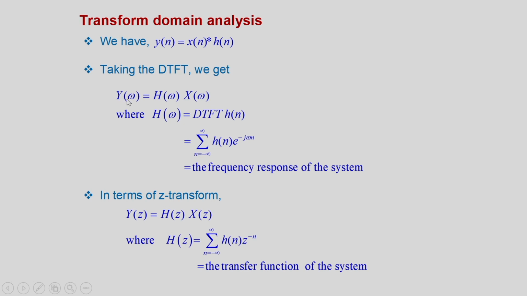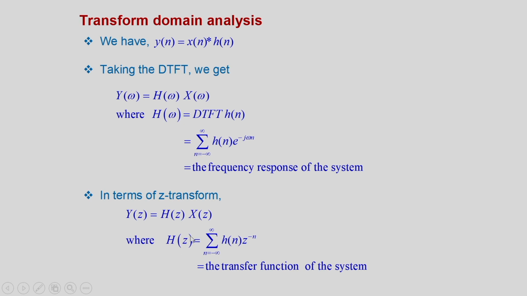Therefore, the discrete time Fourier transform of the output is equal to the frequency response multiplied by the discrete time Fourier transform of the input. So, if we write in terms of z transform, this will be Y(z) is equal to H(z) into X(z). In fact, if we put z is equal to e to the power j omega, we will get this expression, where H(z) is the z transform of h[n], and this is the expression summation h[n] into z to the power minus n, n going from minus infinity to plus infinity.